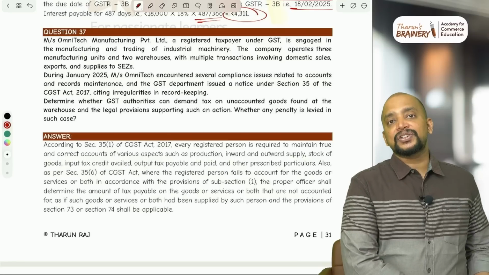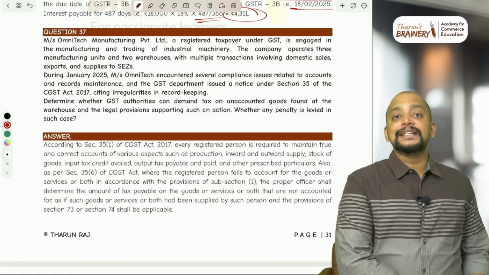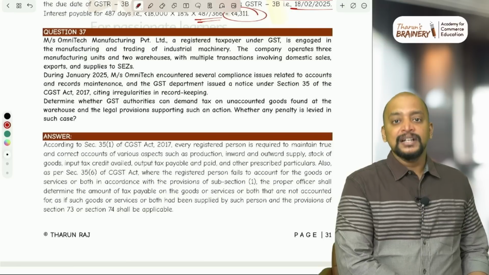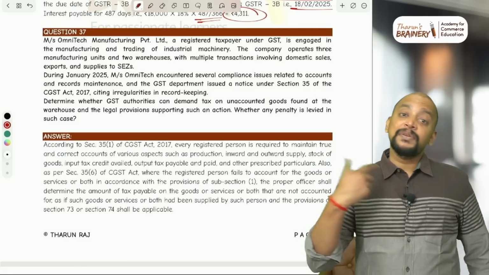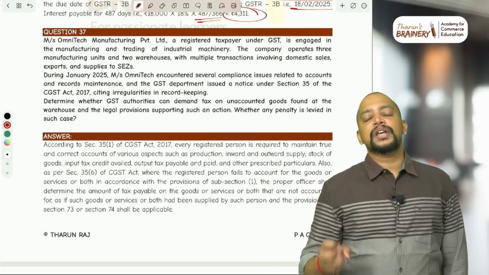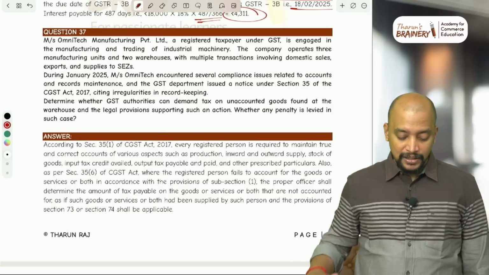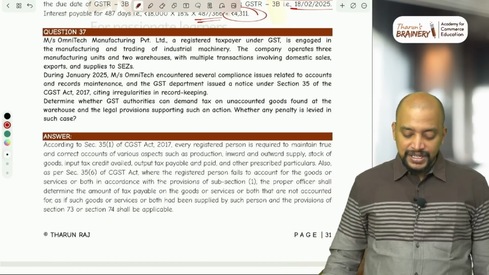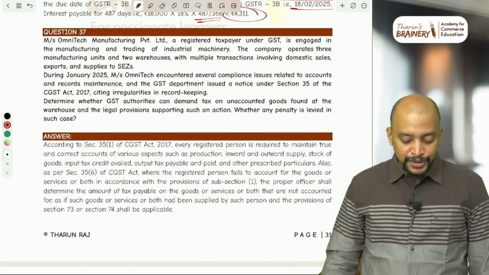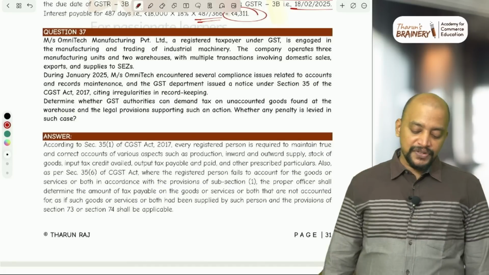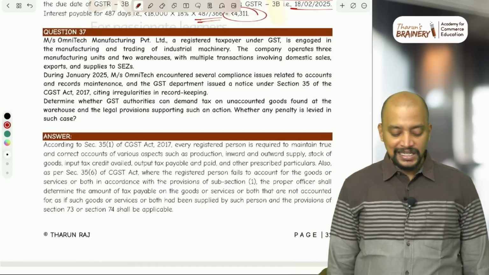Yes, as per section 35, if there is any discrepancy in the accounts and records, a notice will be given deeming such missing information as deemed to have been supplied. Determine whether GST authorities can demand tax on unaccounted goods found at the warehouse, and the legal provision supporting such an action, and whether any penalty is levied in this case.